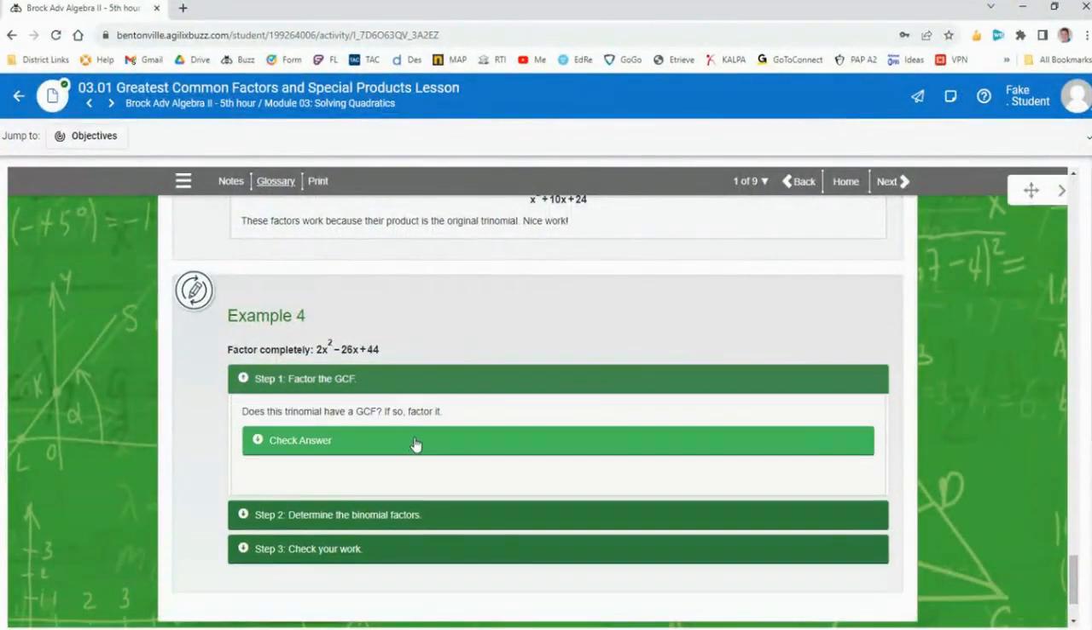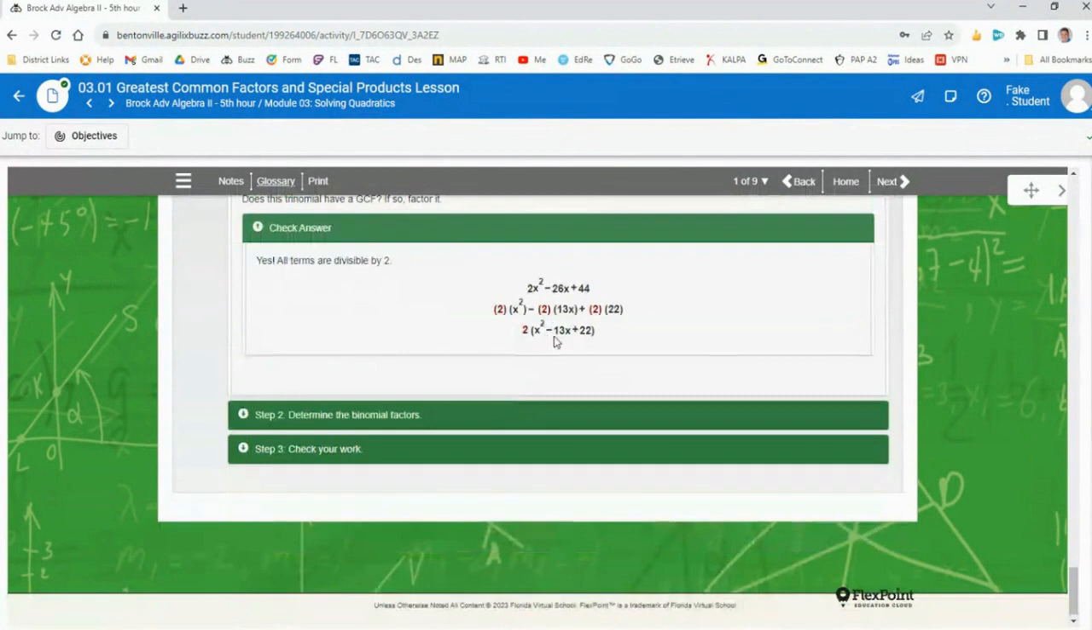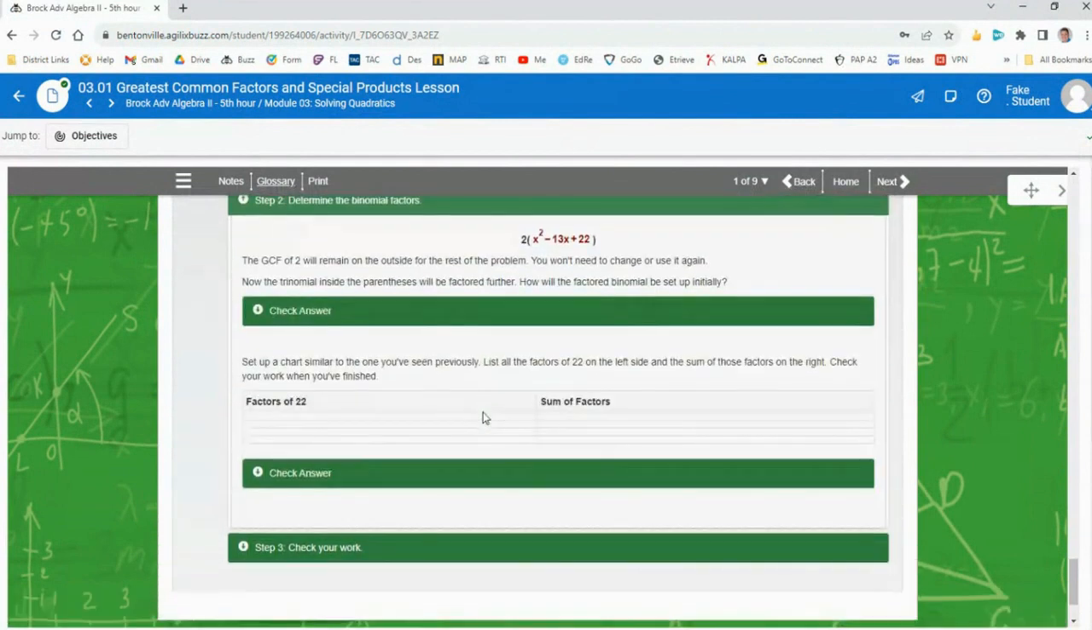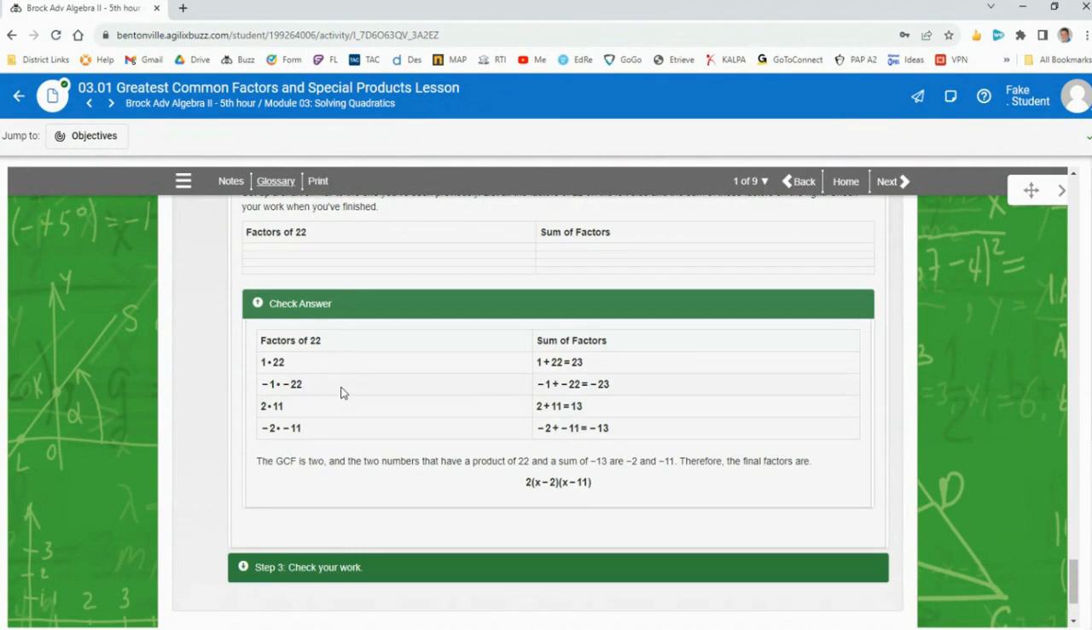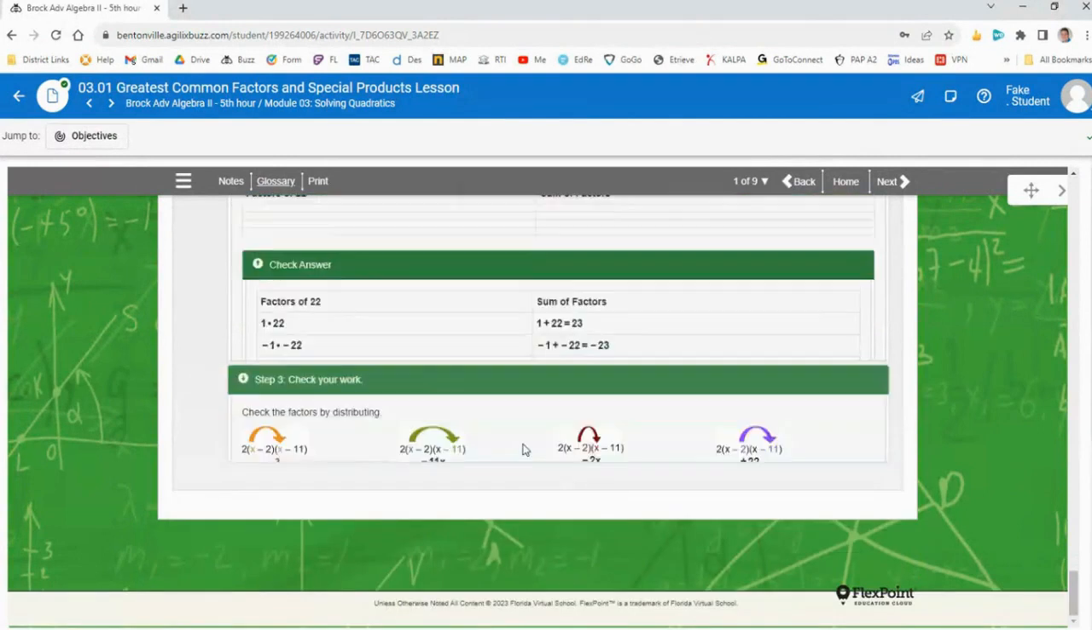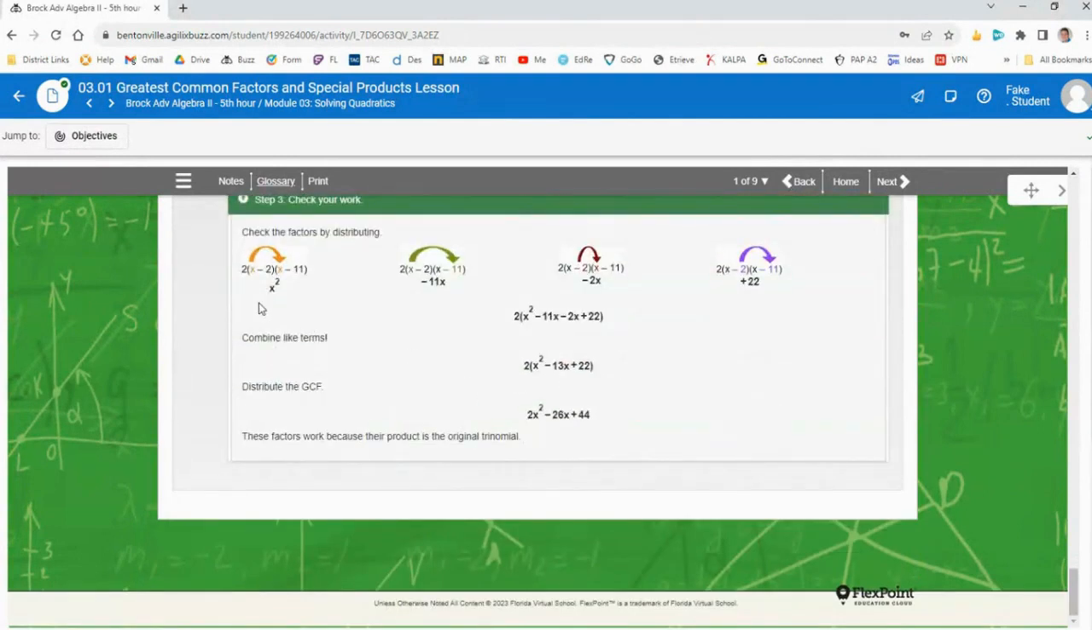So they found the greatest common factor of 2. They didn't determine the binomial factors, right? Well, they did x and are trying to figure out what goes with the x. So factors of 22 are 1 and 22, negative 1 and negative 22, 2 and 11, negative 2, negative 11. When you add them together, it's the negative 2 and 11. So x minus 2, x minus 11. That's what we had. Then checking it, multiplying those back together.